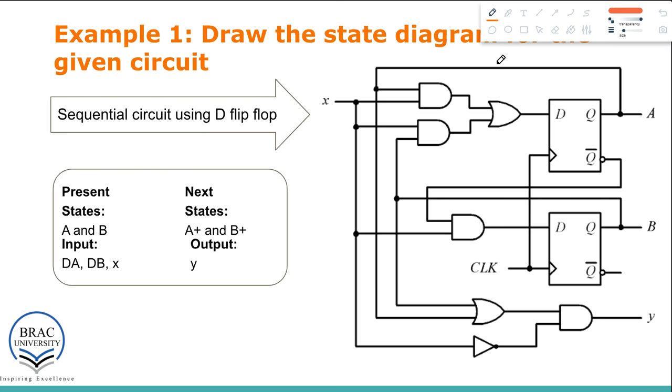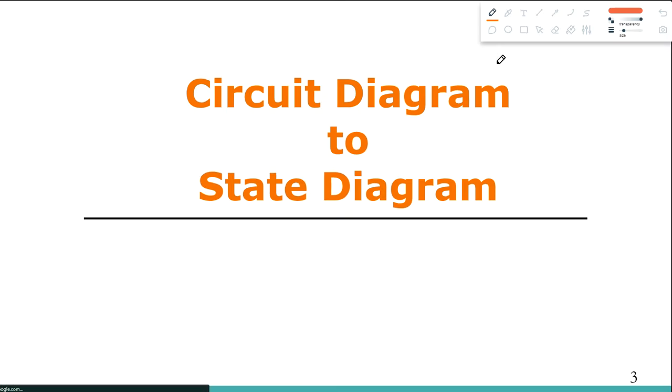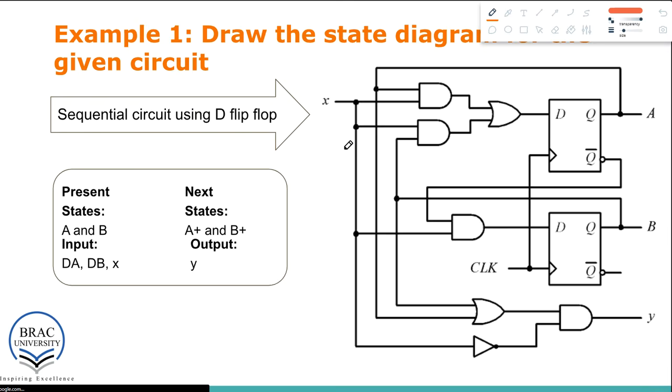Hello everyone, in this tutorial we're going to learn how we can build a state diagram from a given circuit diagram. So this is the question. We need to build a state diagram from this circuit diagram. At the very beginning we need to find out some specific information from this diagram. We need to find out the present state, next state, input and output.